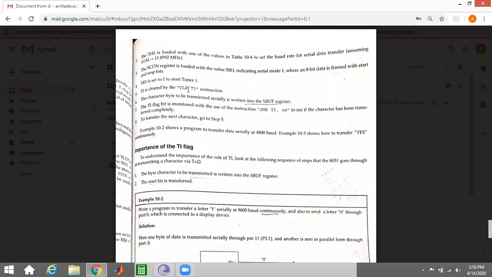After clearing, we are going to write the data, the character byte to be transferred, into SBUF. Whatever data I have to transfer, that data must be written in SBUF.